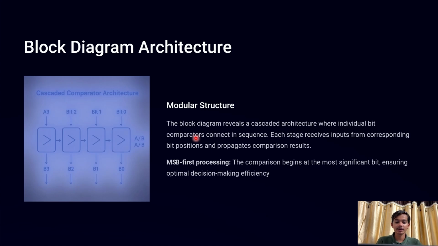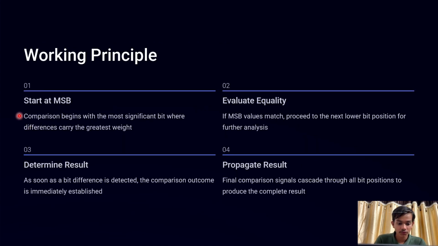Now let us understand the working principle step by step. First, the comparison begins at the most significant bit, the MSB. Since the MSB carries the greater value, it is checked first. If both MSB values are equal, the circuit proceeds to the next lower bit position. As soon as a difference between bits is detected, the comparison result is determined as greater than or less than. Finally, the result propagates through all the stages to generate the complete output signals indicating A greater than B, A less than B, or A equal to B.